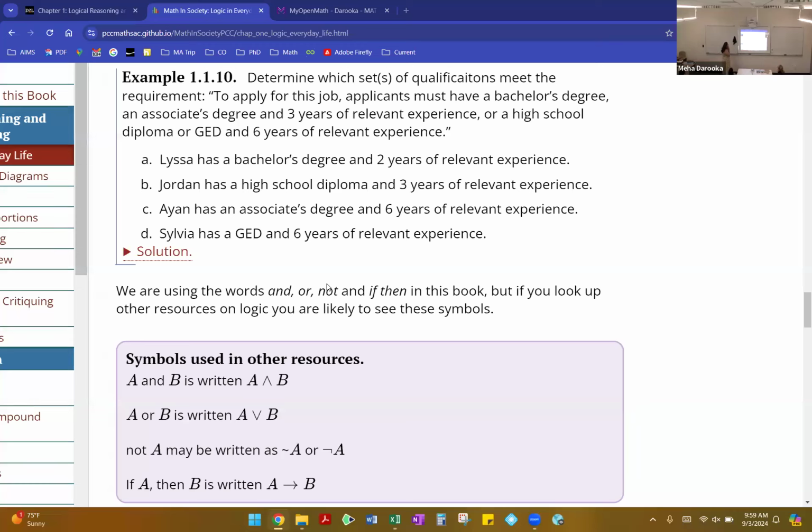Okay, so keeping that in mind, let's talk about part A. Lisa, okay, I'll go with you. Has a bachelor's degree and 2 years of relevant experience. So is this person eligible to apply for this job or not? No, why not? It's a bachelor's degree and 3 years. So we're missing 1 year of experience there. And an associate. Jordan has a high school diploma and 3 years of relevant experience. Can they apply? No, because they're missing the 6-year mark. It should be double that.